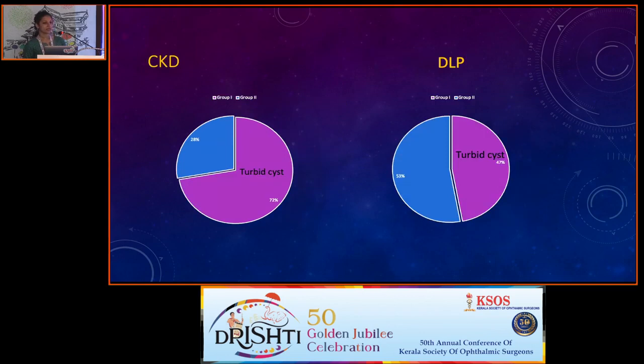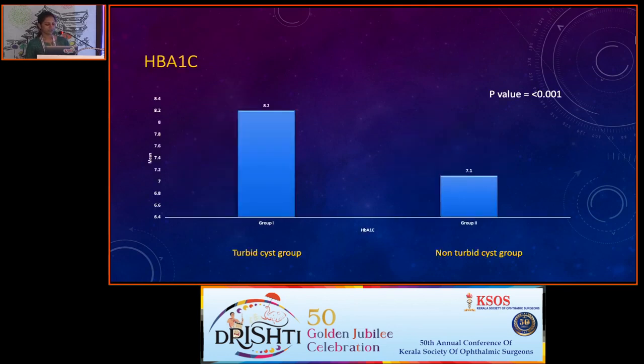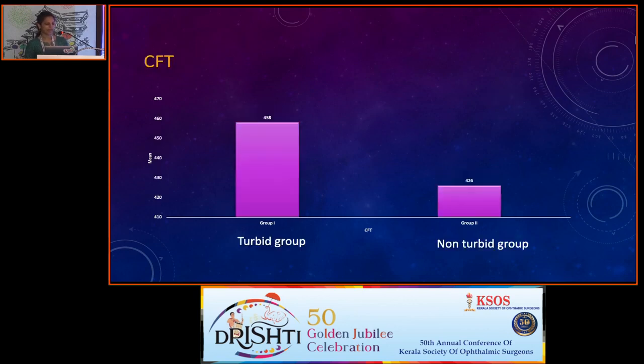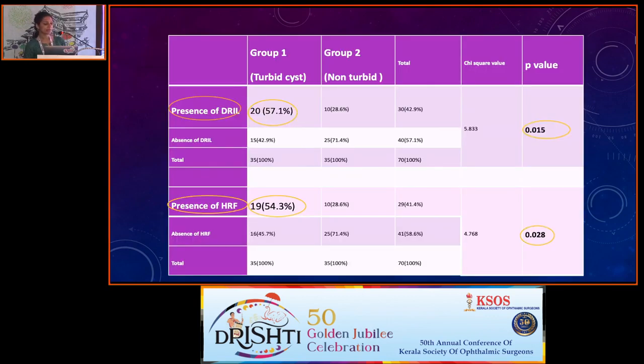Chronic kidney disease was also more in the turbid cyst group. Dyslipidemia we found almost 50% in both the groups, and we found no association. HbA1c was higher, 8.2, in the first group, and in the non-turbid group it was less, with a significant p-value. Central foveal thickness is also more in the first group, and in the second group it was less. Other OCT parameters like presence of DRIL and hyperreflective foci were almost 55% in group 1 with a significant p-value.